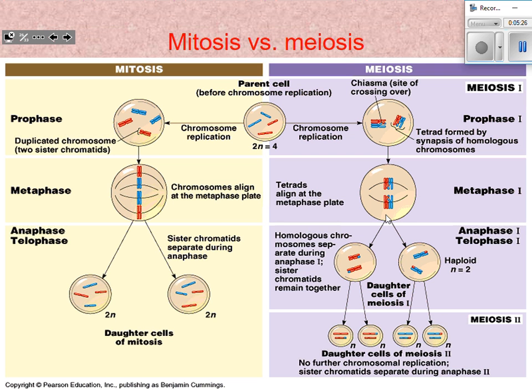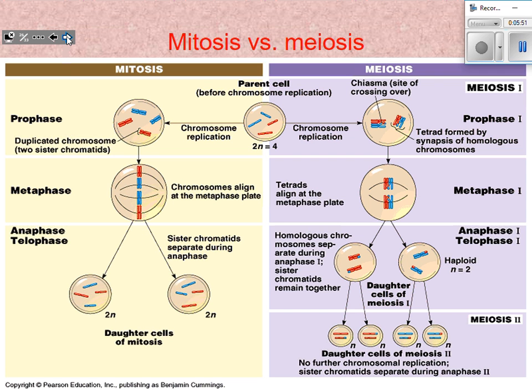Look right here. Here's metaphase. Remember, we talked about the lining up on metaphase, how we have the homologous chromosomes here, and we have the sister chromatid here. A little bit different, aren't they? How they lined up.